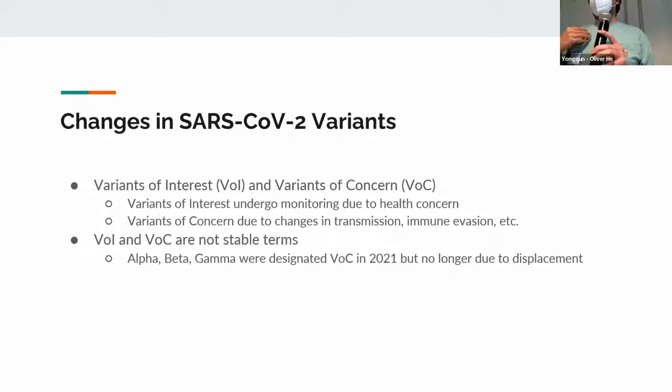So while we wanted to represent these terms ontologically, it's not that useful, since these terms fluctuate based on whether they're currently something we need to worry about. The Alpha, Beta, and Gamma variants, for example, were part of the initial set of four variants designated variants of concern, but they have since been no longer classified as variants of concern since they are functionally extinct.